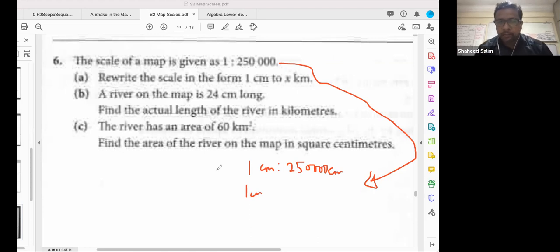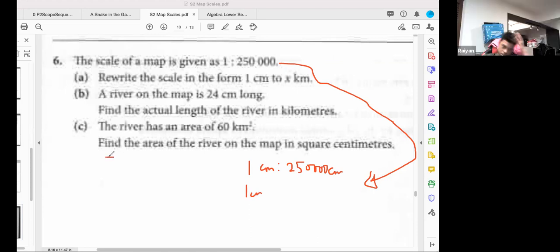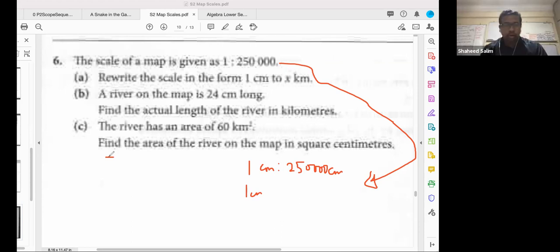Which book are you using? Are you using Think or Discovery? Okay, let me just run through shortly. Chapter 4, 5, and 8. This is from the book. Okay, never mind, I'll check later. So this one is 1 cm to how many km?